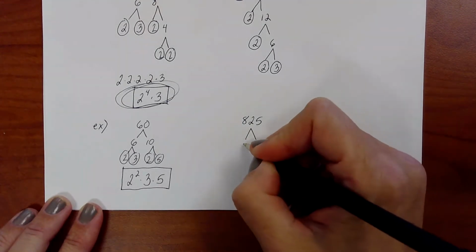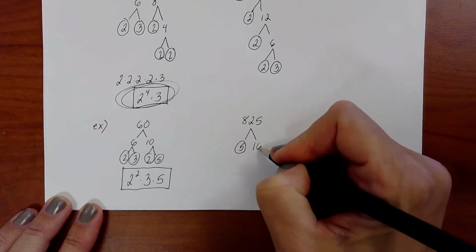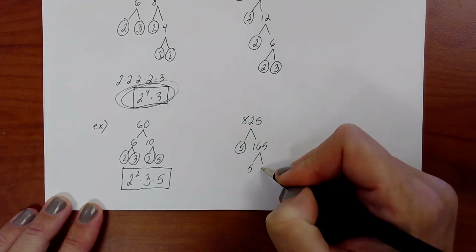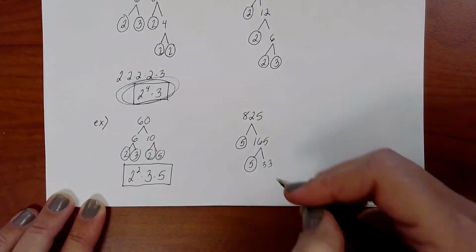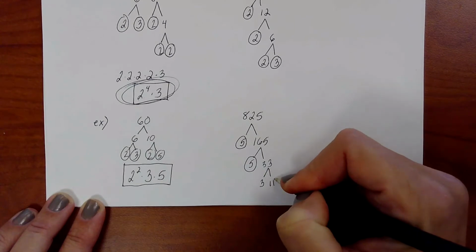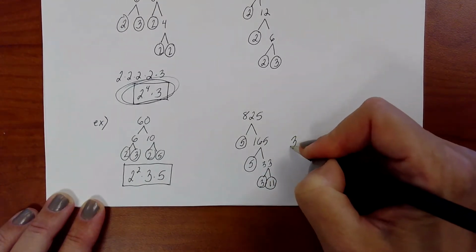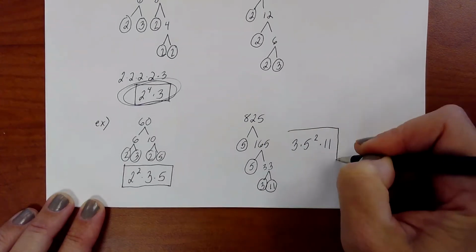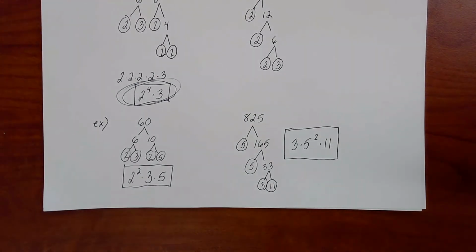825. I know 5 goes into it. And that would leave me with 165. Oh, 5 goes into that. That leaves me with 33. 33, 3 and 11. Ooh, 11's prime. 3's prime. So I got 3 times 5 to the 2nd times 11. That's the prime factorization for 825.